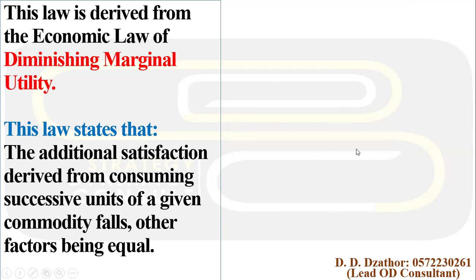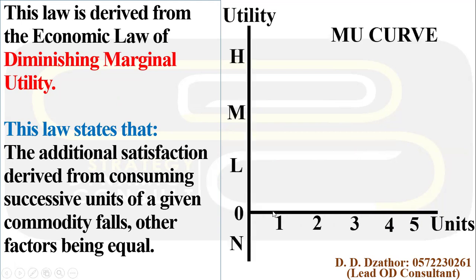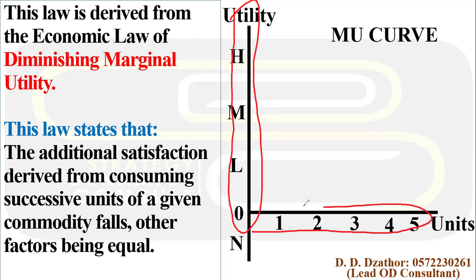So permit me to demonstrate that with a graph for our better appreciation. This graph is the marginal utility curve, and the vertical axis is representing utility, meaning the level of satisfaction that one is getting from consuming certain units of a given product. And then the horizontal axis is representing the units, that is the number of times the item or the service has been used or consumed, right?